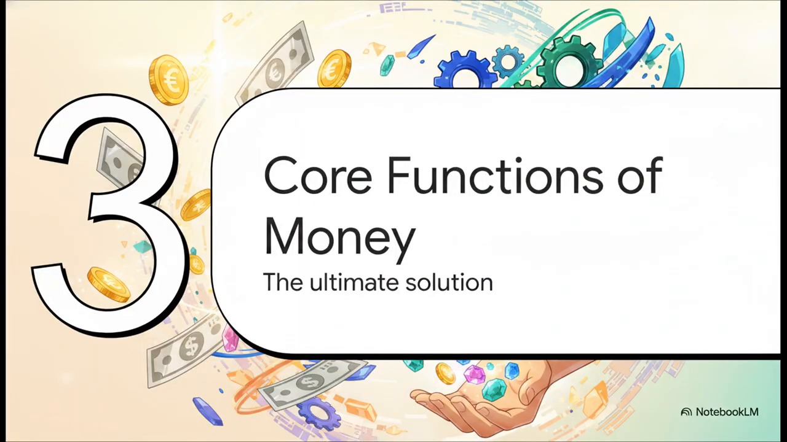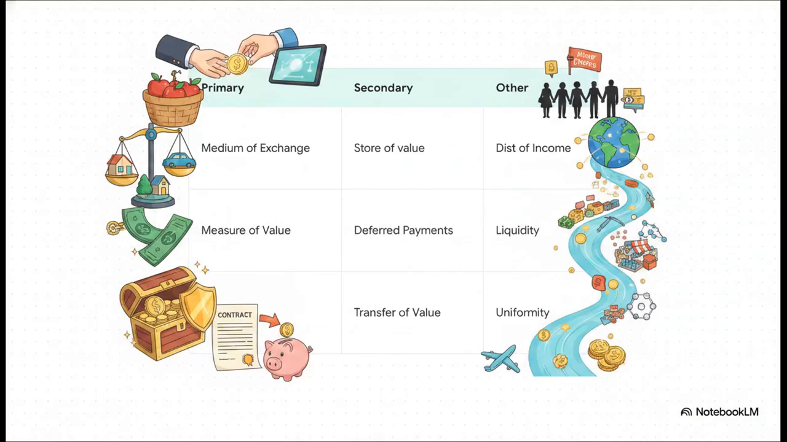Section 3, Core Functions of Money. This is the ultimate societal solution, engineered specifically to fix every single one of barter's fatal flaws. Let's break this down a bit. As a primary function, money acts as a medium of exchange, which completely kills that double coincidence of wants problem. Because, well, everyone wants money.